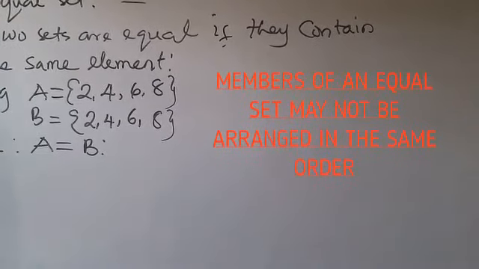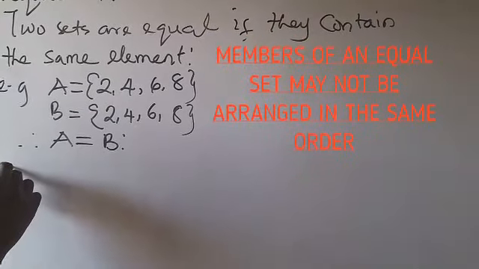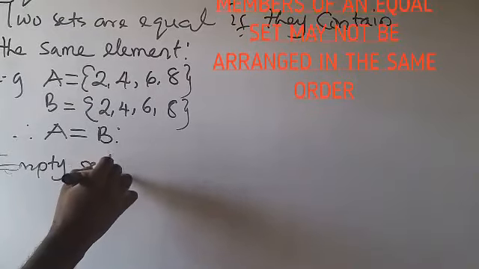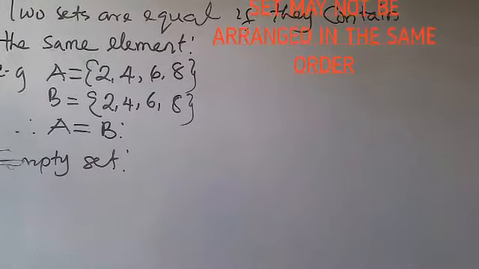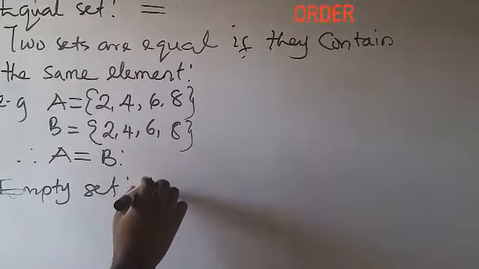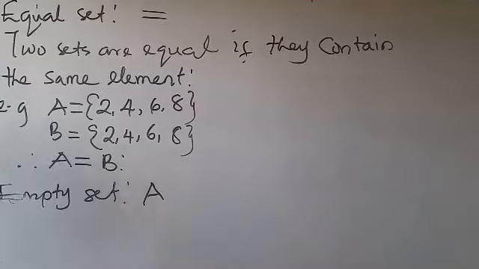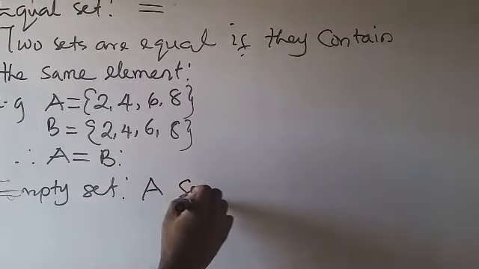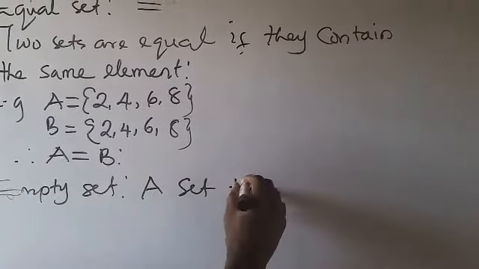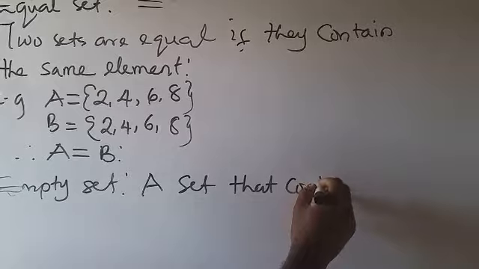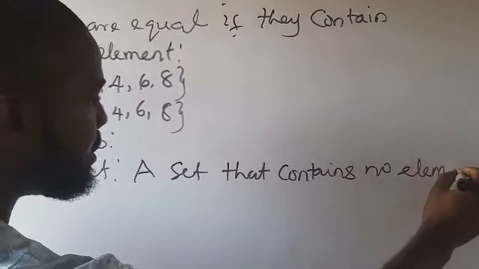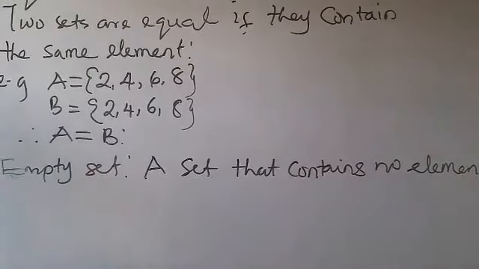Another one is the empty set. There's a mistake students make in this empty set. A set that contains, as it appears, is empty. Empty is if you are having nothing in that particular thing. So a set that contains no elements is what is called an empty set.